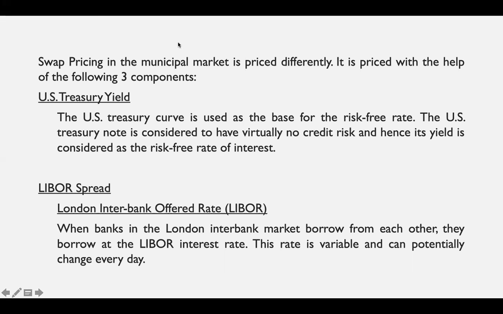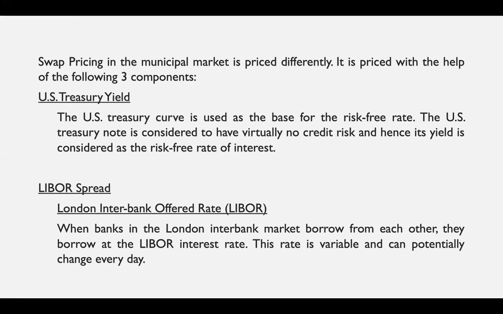And the swap pricing in the municipal market is priced very differently. It is priced with the help of 3 components, mainly the US Treasury yield, LIBOR spread and sigma percentage. Coming to the US Treasury yield, the US Treasury curve is used as a base for the risk-free rate. The US Treasury note is considered to have virtually no credit risk, and hence its yield is considered as a risk-free rate of interest.